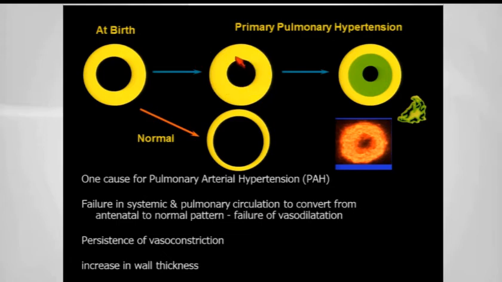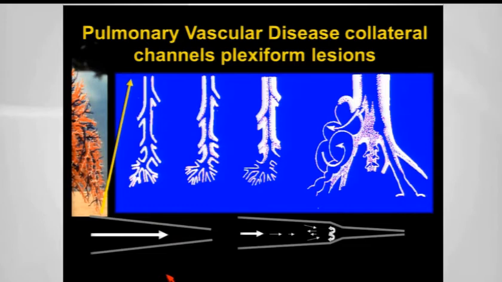In some children who have persistent pulmonary hypertension of the newborn, that doesn't happen, and instead of the vessels dilating and relaxing and pressures dropping, these vessels get thicker and thicker and thicker, and you get dreadful pulmonary arterial hypertension with persistent vasoconstriction and very thick walls.